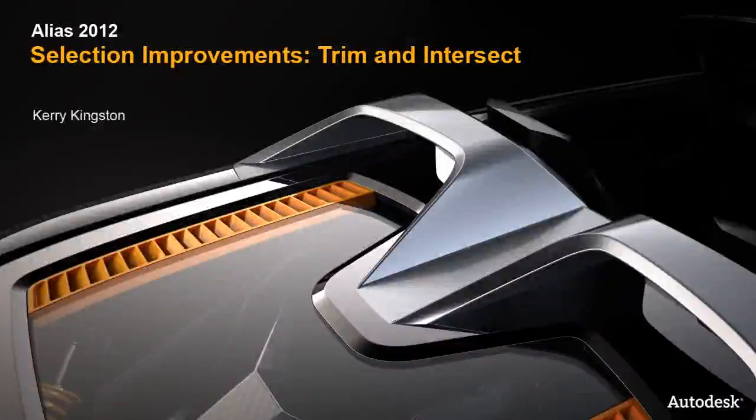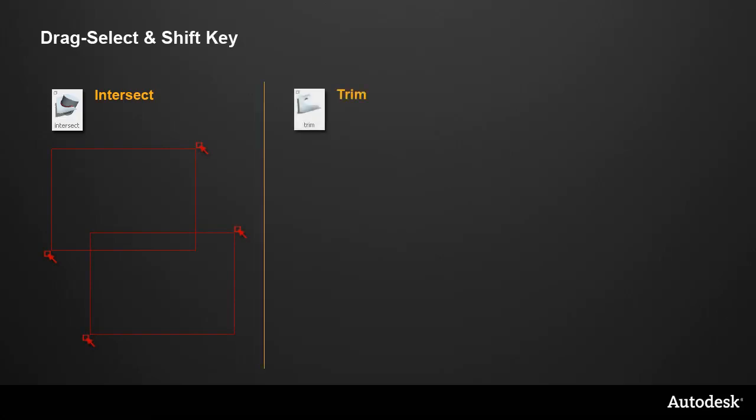In this movie, I'll cover the selection improvements with trim and intersect. The drag, select and shift selection methods now apply to all parts of the intersect tool. You could always drag select the first set of surfaces, but now you can do it for the second set as well. With trim, you can now use the Shift key to add or remove surfaces to be trimmed.